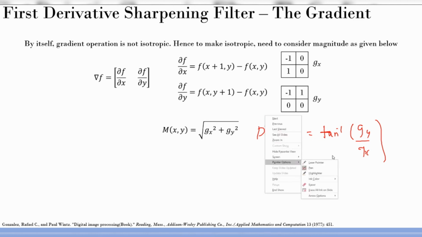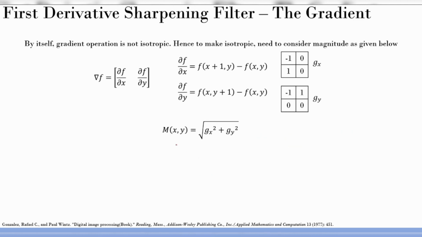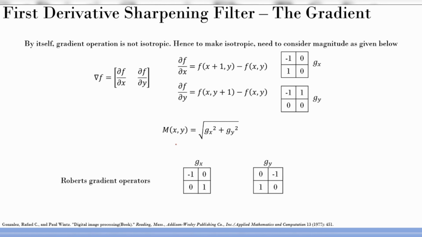So let's do some more operations. What we just talked about is basically in the horizontal and the vertical direction. That's what you see over here. But you can have it in the diagonal direction also. So this is in this direction and this is in this direction. This was discovered by a famous image processing engineer named Roberts, and hence the name Roberts gradient operators.